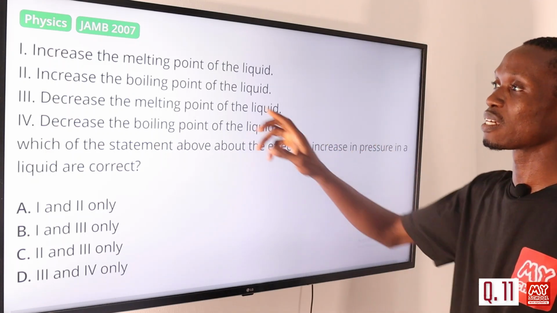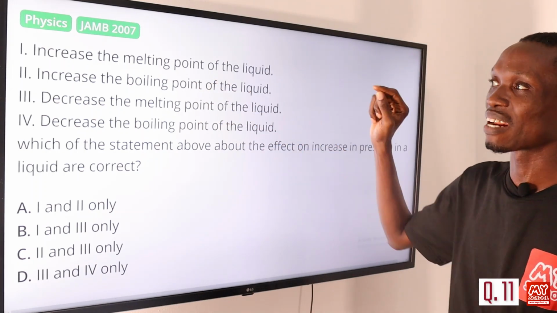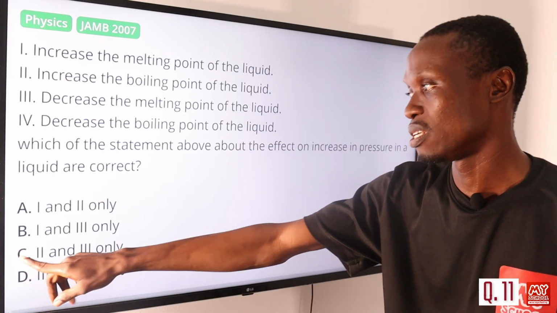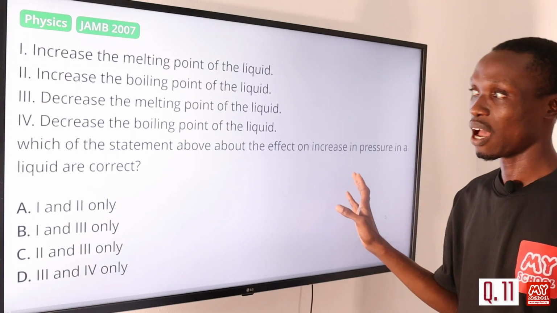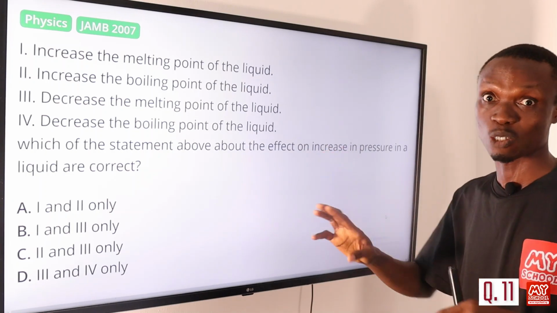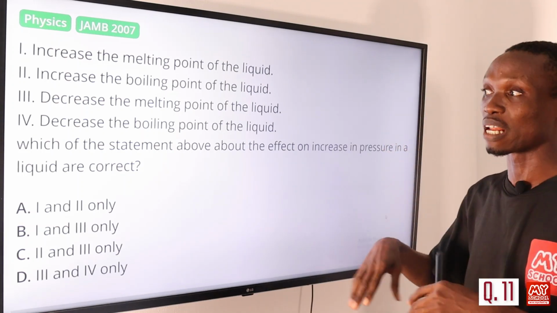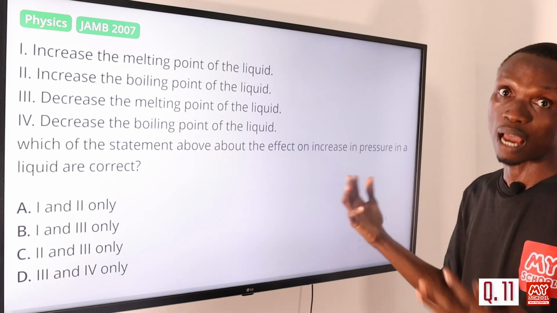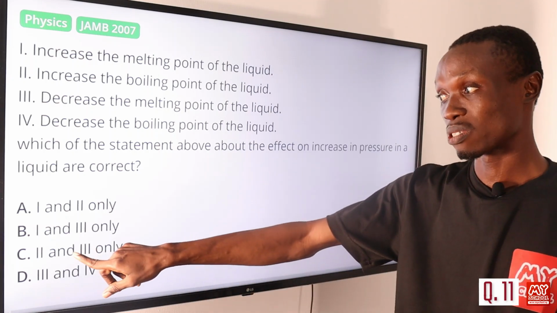So in that case, we'll be taking II and III as the correct answer to this question, and that makes option C the correct answer. II and III only. The reason is that the question is not specific. They are not talking about a particular substance, so it's just like a general question. So we just assume that for the melting point they are talking about ice, while for the boiling point they are talking about water. That's why we choose option C as the correct answer to this question.